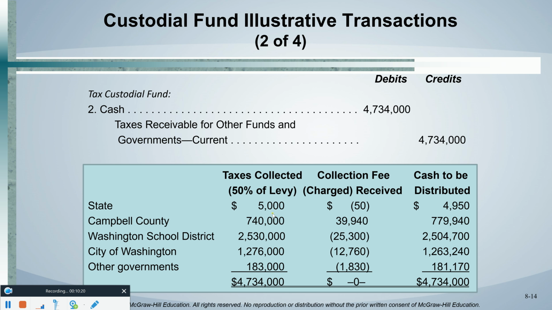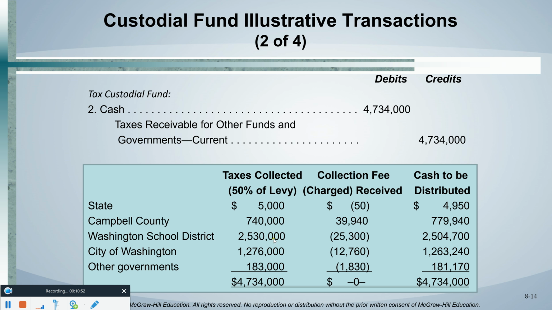So as an example, the state, $5,000 was collected on their behalf, but what the county is going to charge is a 1% fee. So 1% of $5,000 is $50. So even though $5,000 was collected on behalf of the state, minus the $50 collection fee, the cash that's actually going to be distributed to the state will be $4,950. Skip the county for a second. Let's go to the school district.